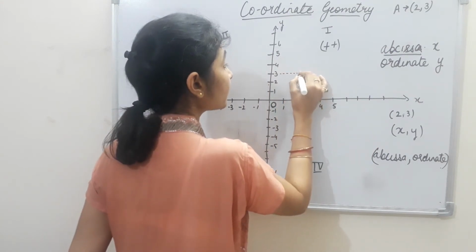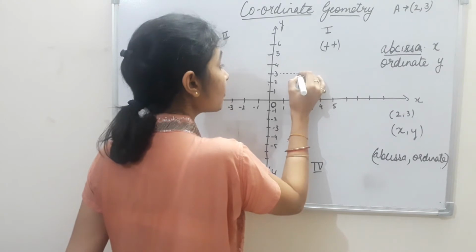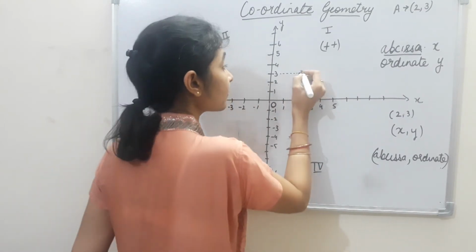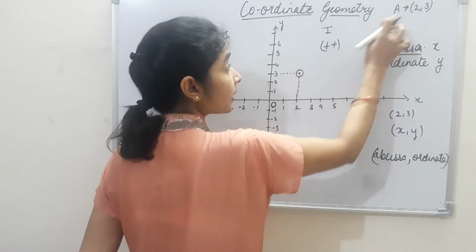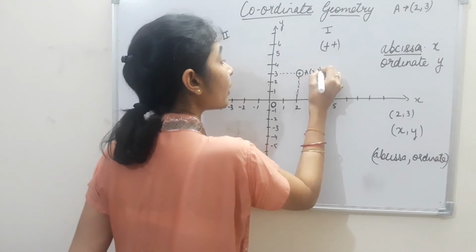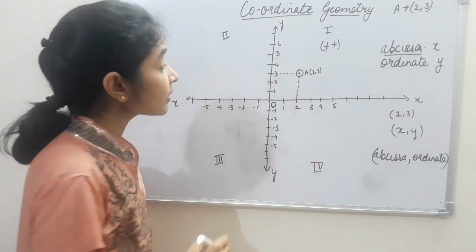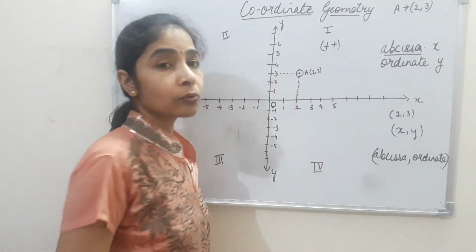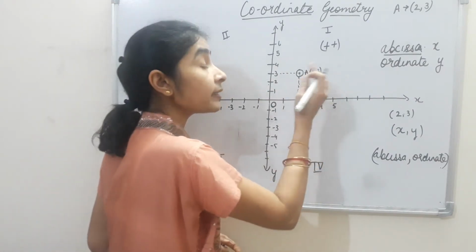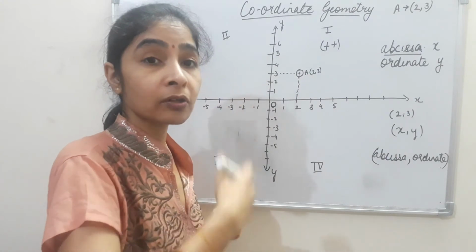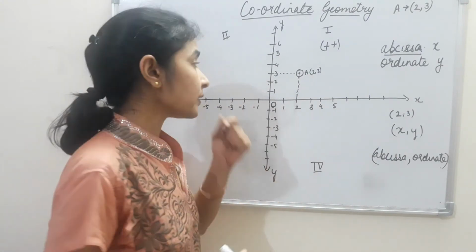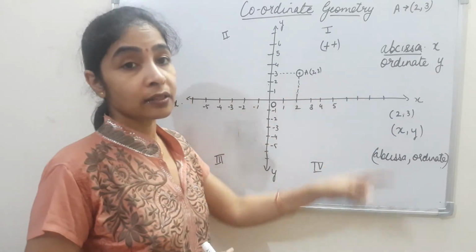The point where these two lines intersect, one parallel to the x-axis and one parallel to the y-axis, that is our point A, and we write it again as 2 and 3. We just encircle it and write the point with the coordinates 2 and 3. That is called the ordered pair. Why is it called the ordered pair? Because always x is written first and then y. That is the order that is fixed there.